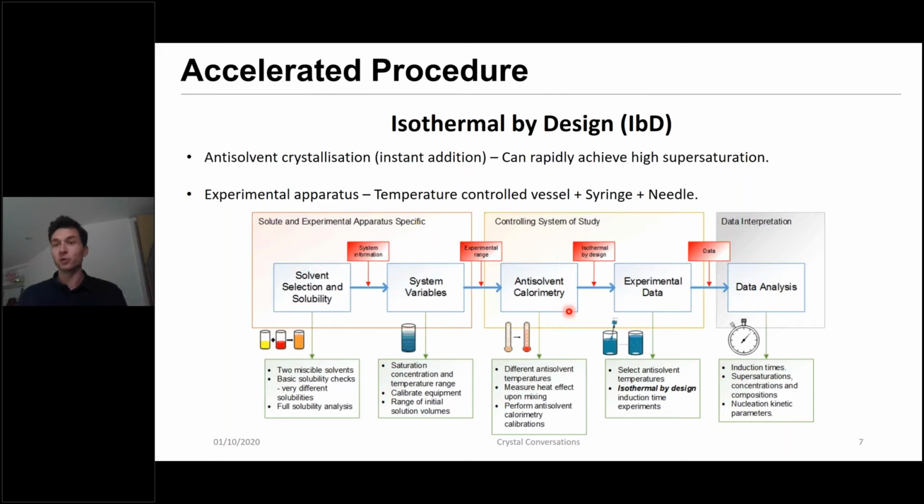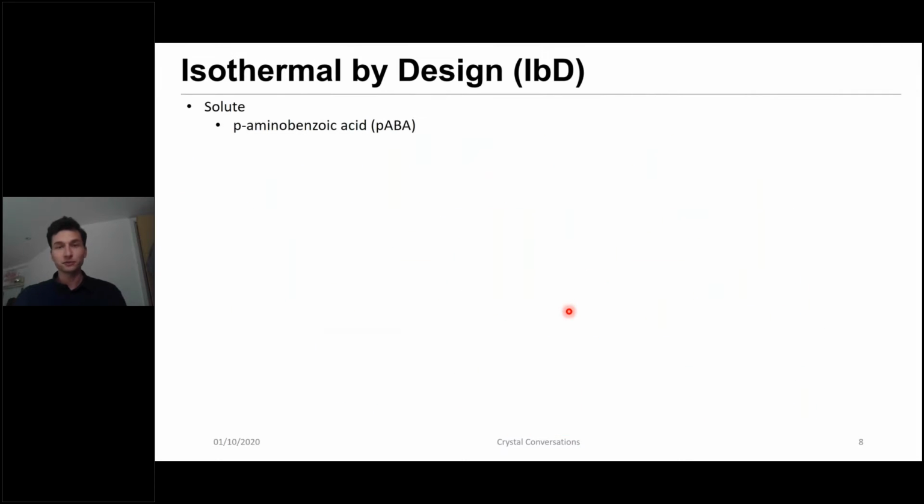So you can use this with different systems using this isothermal by design procedure. I'm not going to talk you through this workflow. It's available in the literature published on this, which I'll present at the end. And I'm going to talk you through some of the steps today, but it is there for standardized use.